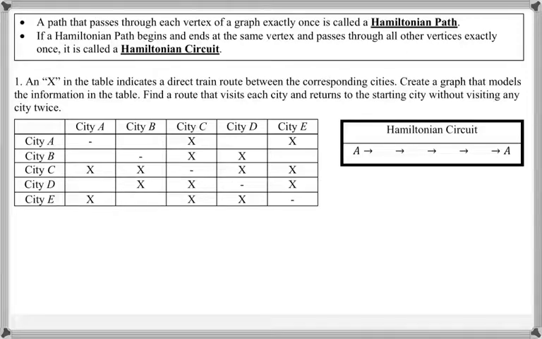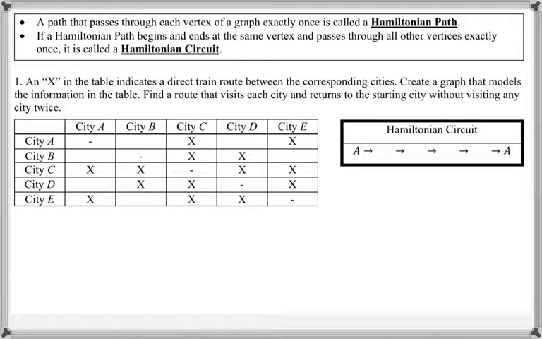A path that passes through each vertex of a graph exactly once is called a Hamiltonian path. If a Hamiltonian path begins and ends at the same vertex, and passes through all of the other vertices exactly once, then it is called a Hamiltonian circuit.